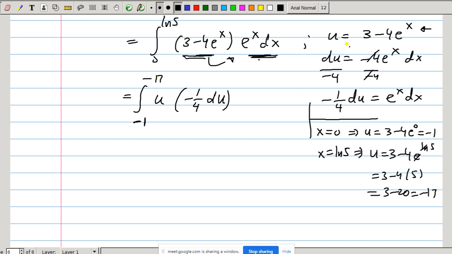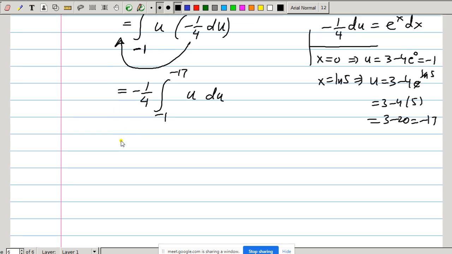Okay. So now this 1 by 4 is constant. I can bring it outside. So minus 1 by 4 outside. And it is from minus 1 to minus 17 of u du. So now if you solve it, it will become minus 1 by 4, u becomes u square by 2 from minus 1 to minus 17.